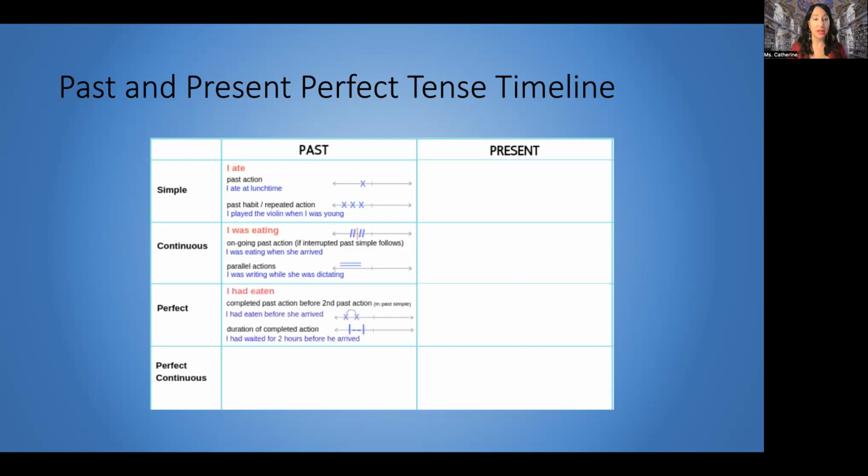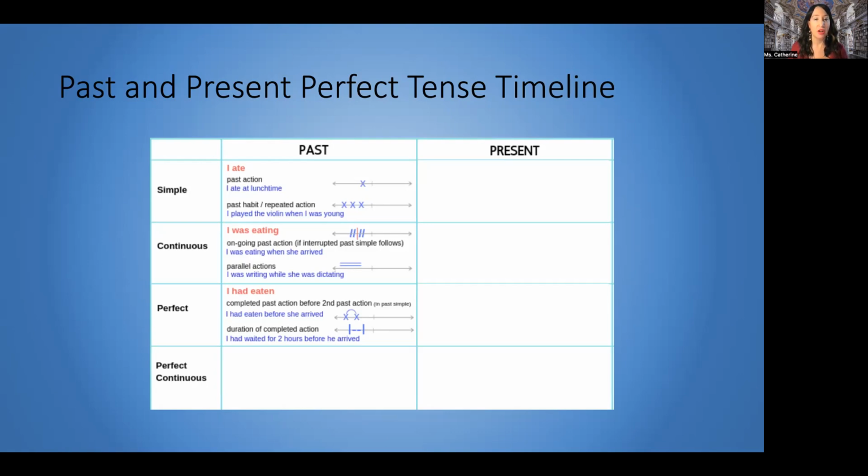The past perfect example would be I had eaten. For example, it's a completed past action before the second past action. This would be in the past simple. For example, I had eaten before she arrived. So the clue word would be before, and that would be the past simple, she arrived. Okay, the past perfect in that sentence would be I had eaten.